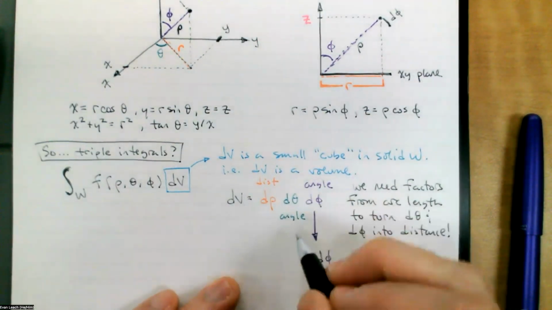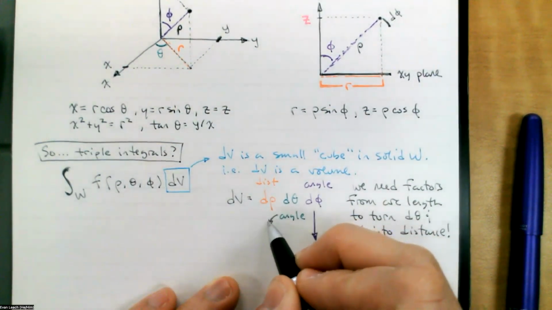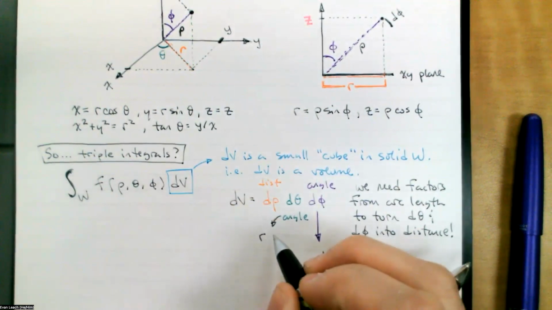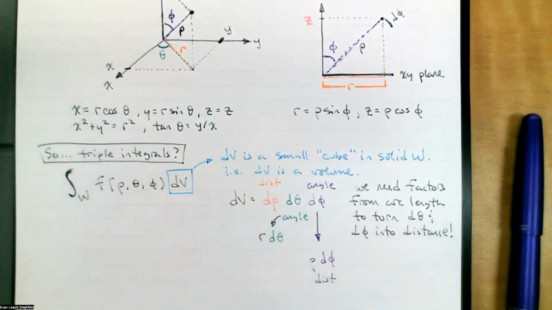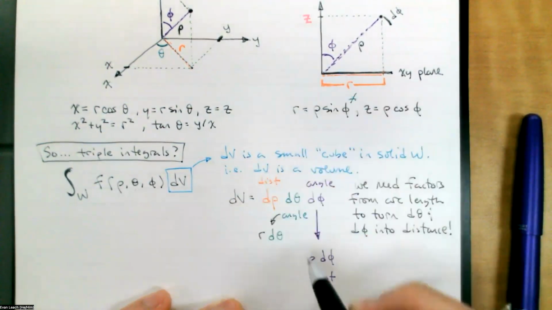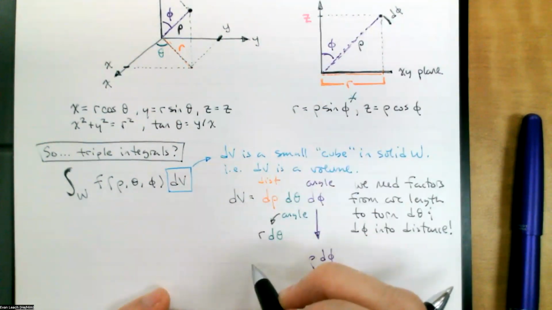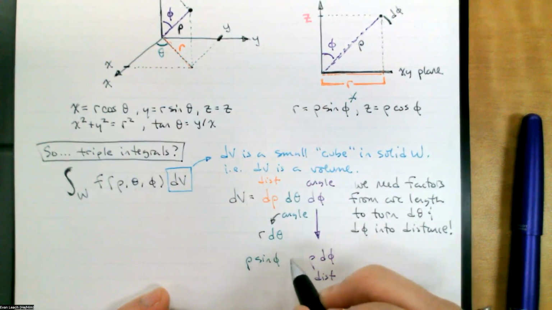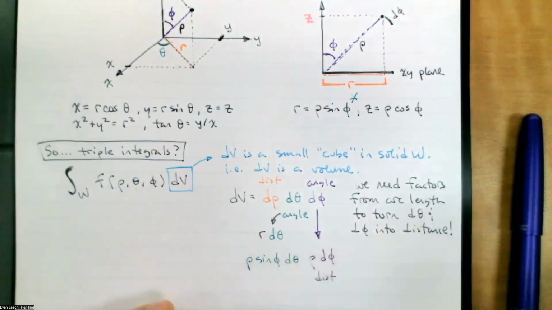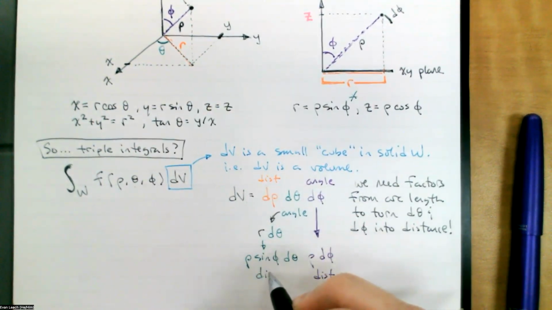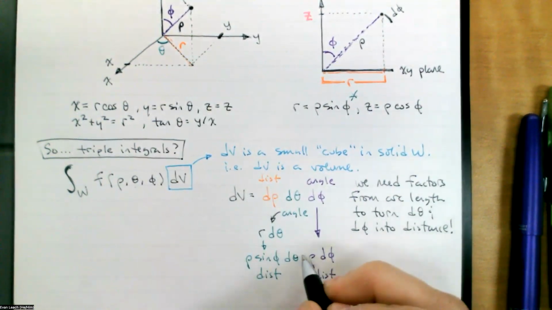So we try to turn d theta into a distance by saying, I'll multiply by r. Then we look at our coordinates and realize there is no r. But we do know the relationship between rho, phi, and r. So we can use this relationship and say r is rho sine phi, and multiply that by d theta. And now we have a distance.